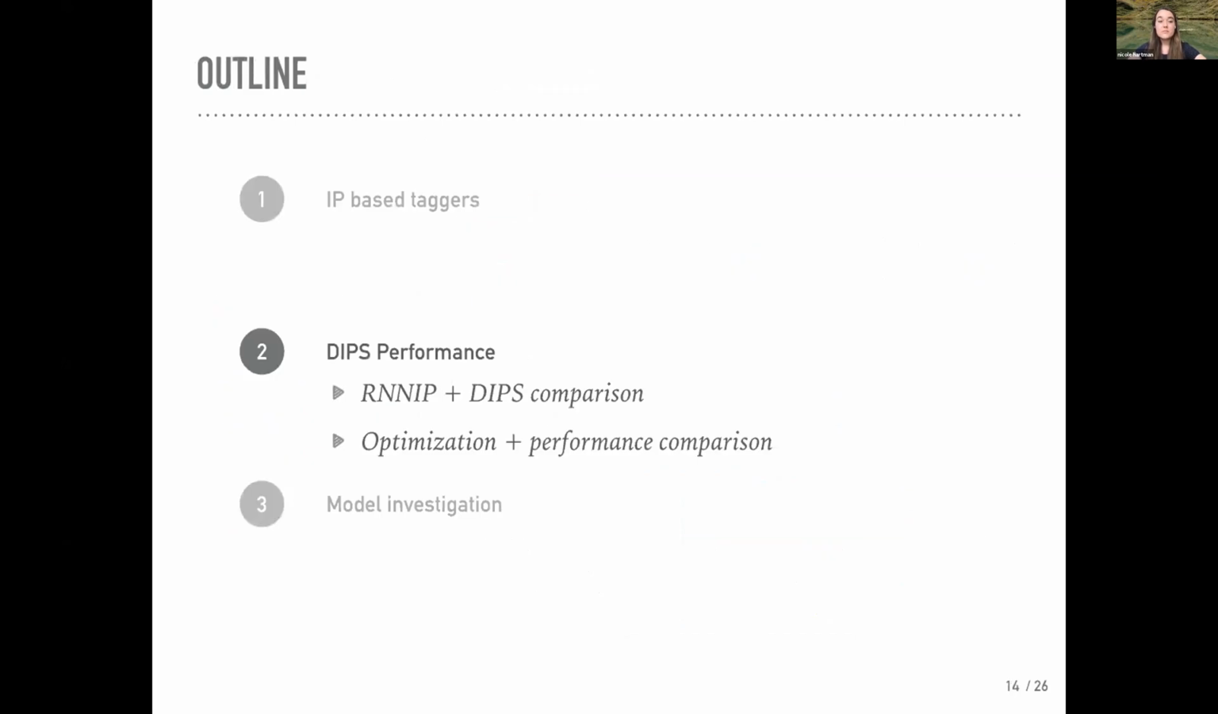So this brings me to the first experiments. This is evaluating the performance of DIPS. First, I'm going to show you a comparison of the nominal RNNIP versus DIPS, and then the further optimization studies that we did with the DIPS algorithm.